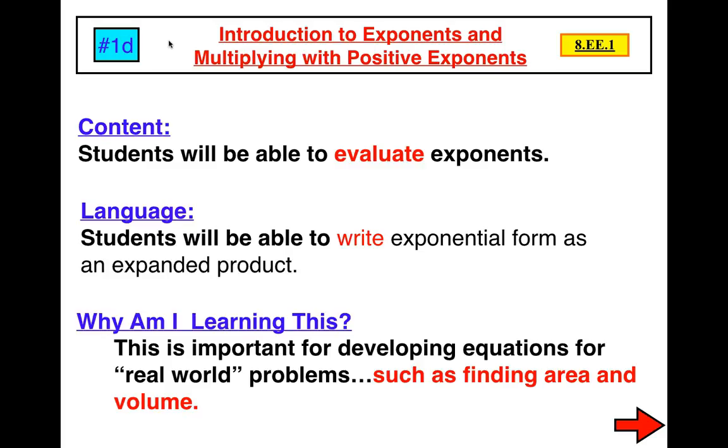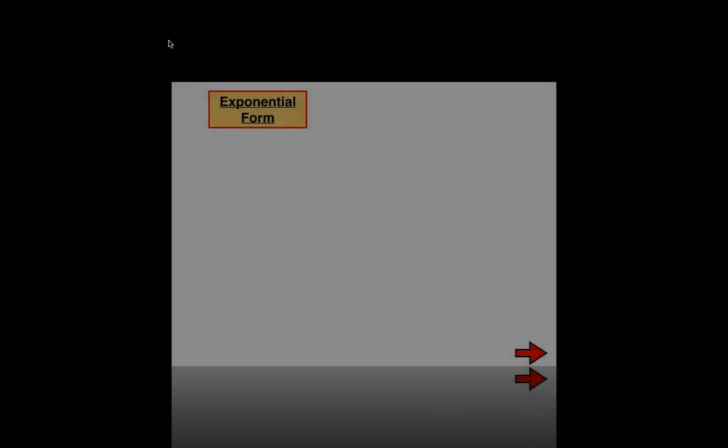Why am I learning this? Well, it's important for developing equations for real-world problems like finding the area and volume of anything. So, first things first, let's talk about what something in exponential form might look like. It might look something a little like this, okay?